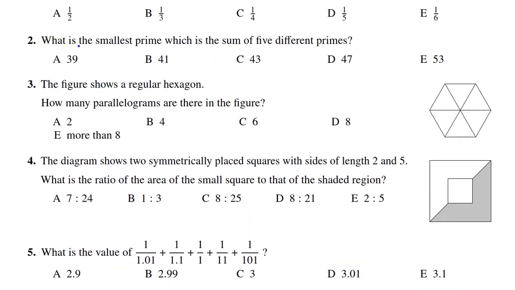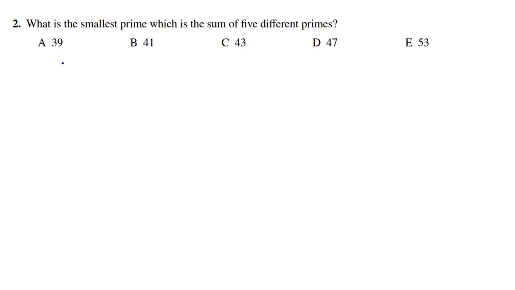Let's try the second problem. What is the smallest prime which is the sum of 5 different primes? Okay, let's see the choices. Let's first find some examples. The smallest 5 primes are 2, 3, 5, 7, 11. If we add 2 plus 3, 5, plus 5, 10, 17, 28. So the smallest number that we can create is this.